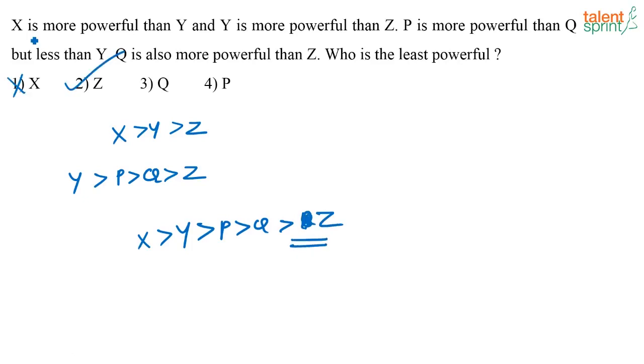See, it is given here X is more powerful than Y. So X is not the least powerful person. You can eliminate option X. Similarly, it is given here Y is more powerful than Z. So Y is not the least powerful person. Y is also not there in the options, so not to worry. Then it is given P is more powerful than Q. And Q is more powerful than Z. So P and Q cannot be your answer. So obviously your answer has to be option Z.